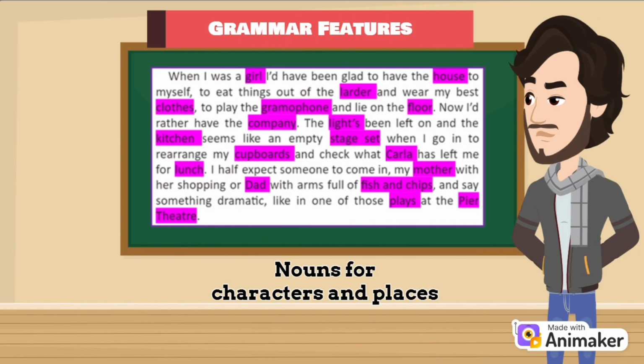Nouns to identify characters and places. We can see elements such as clothes, megaphone, gramophones, and cupboards. Spaces such as a house, floor, or kitchen. Or characters such as Carla, mother, and dad.